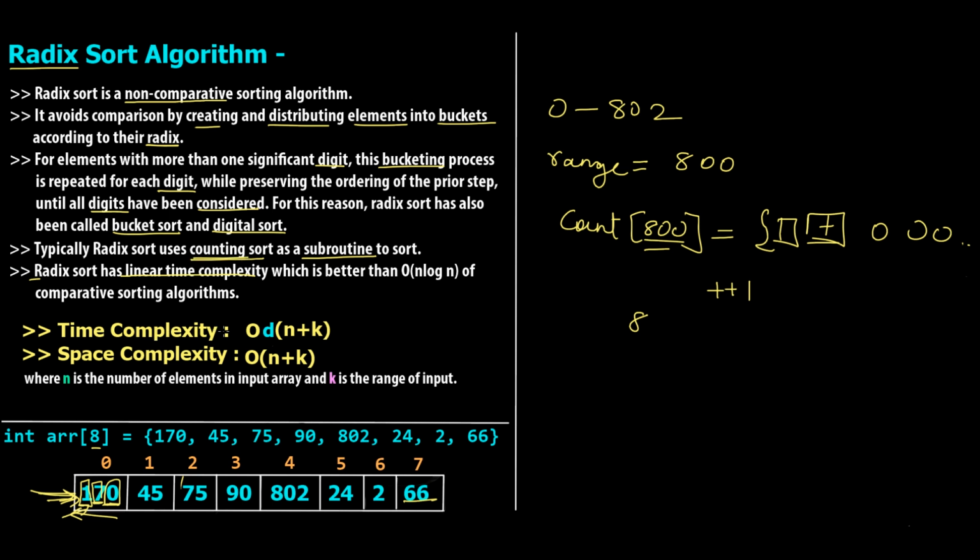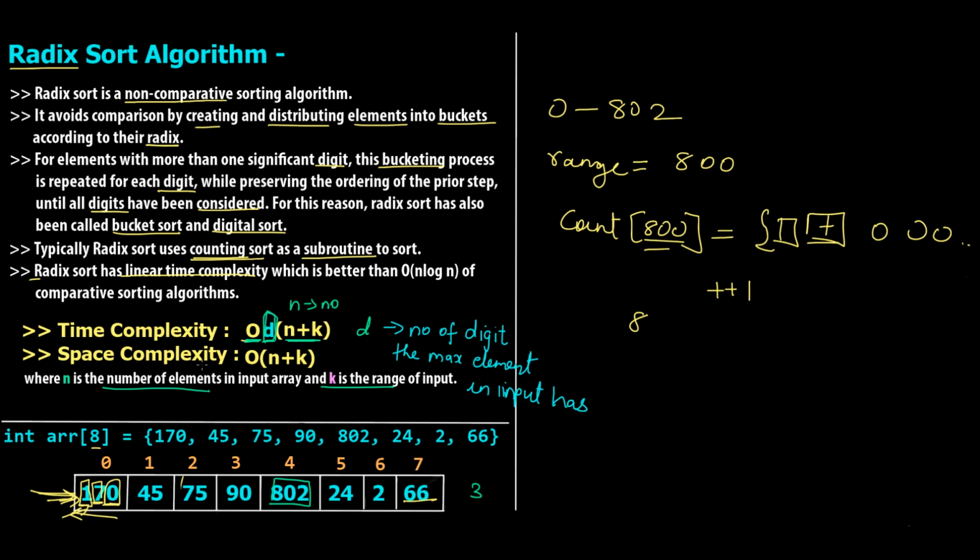So the time complexity of counting sort, remember, was O of n plus k. n is the number of elements in the array, and k is the range. But here if you see, there is an extra d. This d stands for the number of digits that the maximum element in the input array has. Over here the maximum element is 802, right? So the number of digits it has is 3. So counting sort will be called 3 times, and hence this extra d is added over here in the time complexity.